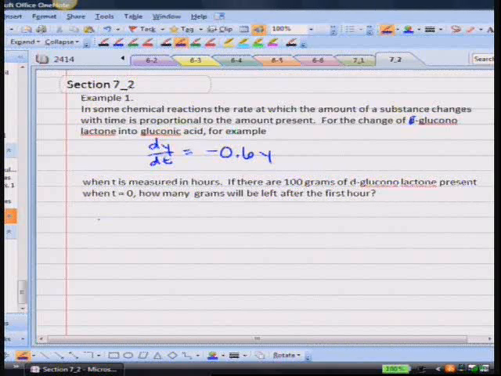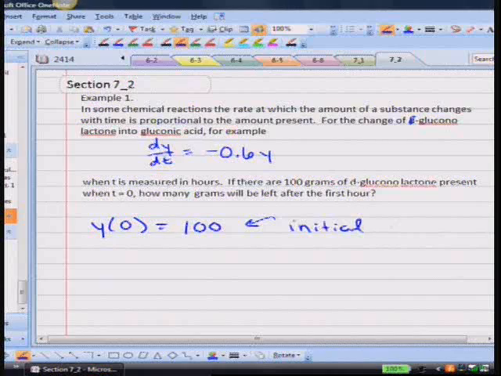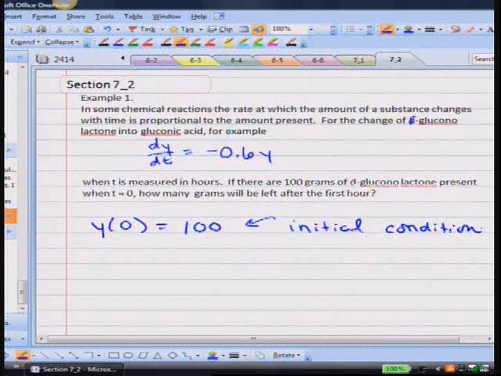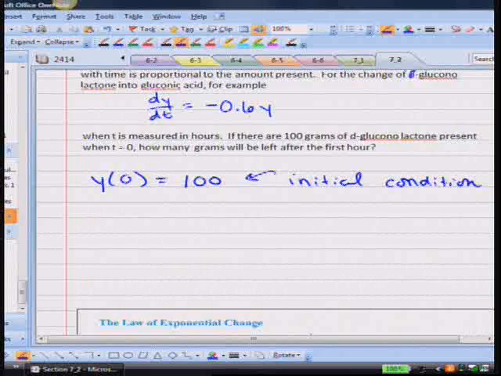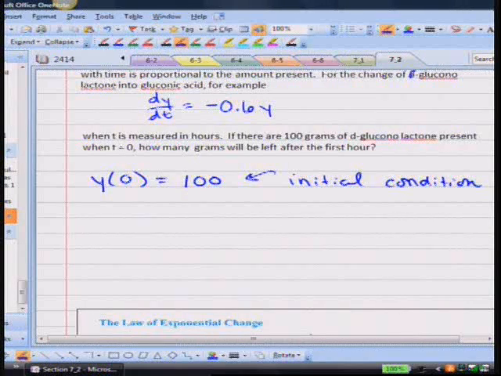So basically, we have here a differential equation, dy/dt equals negative 0.6y. And our initial condition is, they tell us there are 100 grams of D-gluconolactone present when t equals 0. So our initial condition: y of 0 is equal to 100. In order to get to y, what we'll need to do is realize that we can integrate. I'm going to play with this for a second. I'm going to take this equation dy/dt.